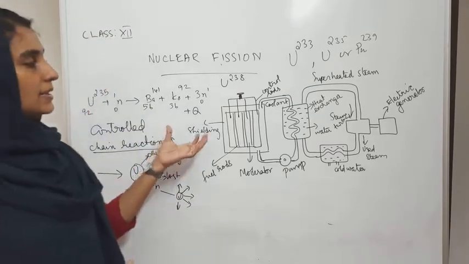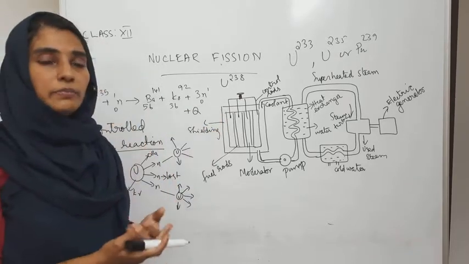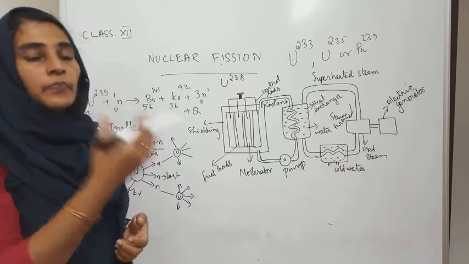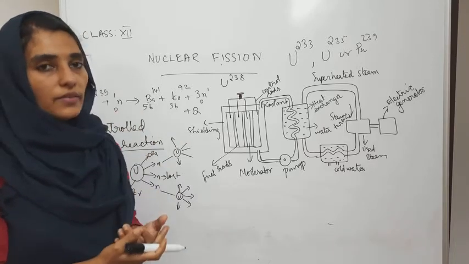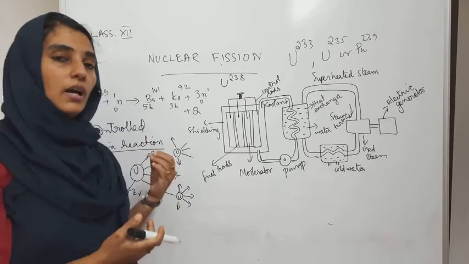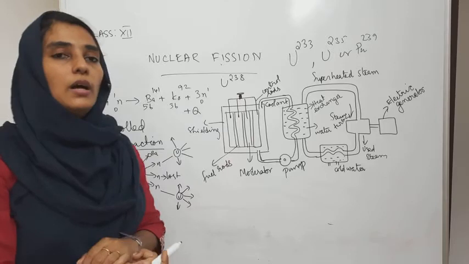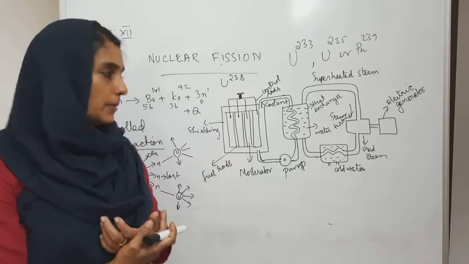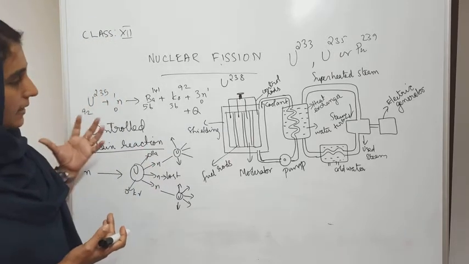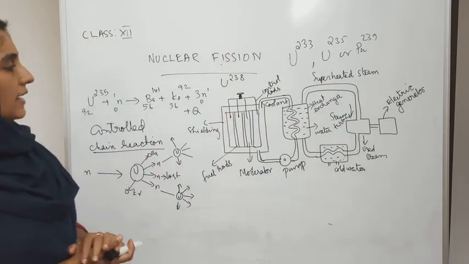So we can use this particular energy for constructive purposes, or for generating power. It can be used as a source of energy. Nuclear reactors are a very good source of energy, which gives out an enormous amount of energy that can be used for several other purposes. So let us see the basic schematic diagram, or how a nuclear reactor works.